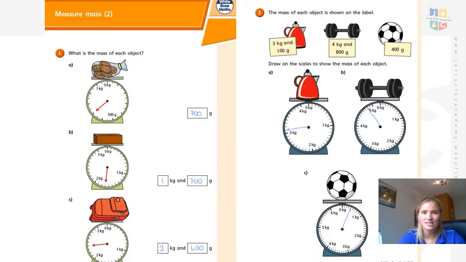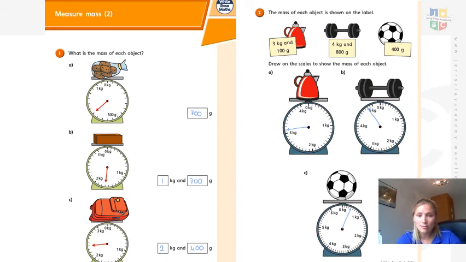Okay, so let's have a look. So number 1, you should have counted, it's going up in grams, and we can see that each increment would be, you need to work that out first. We can see that each increment is going up in 50 grams, so if you counted it up, the answer would be 700 grams.